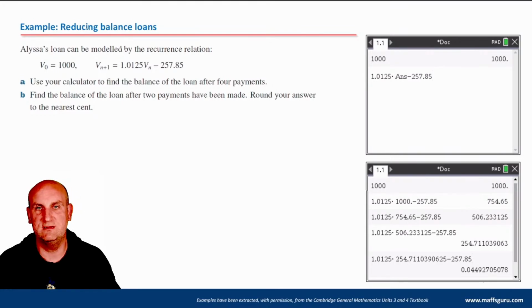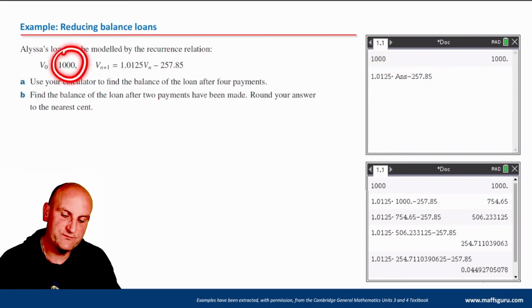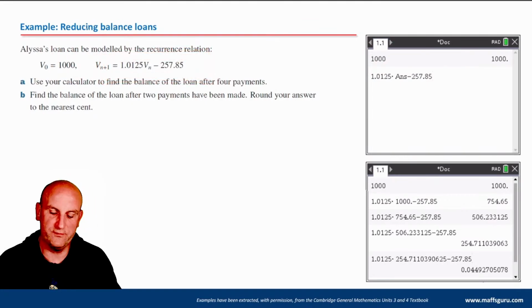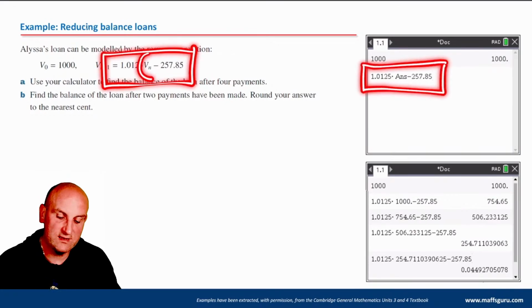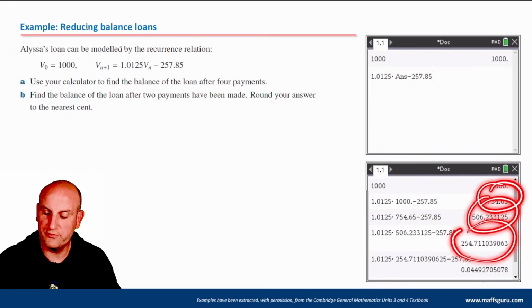I'm not going to insult your intelligence, but again, what do I basically do? I use my calculator. Put in this V0 of 1000. Put this in as a formula. Do 1.0125 times answer minus 250. I've literally just copied this in. Where I've seen the V of n, I've put the ANS. It wanted it after 4 payments. I've done it 1, 2, 3, and 4 times.